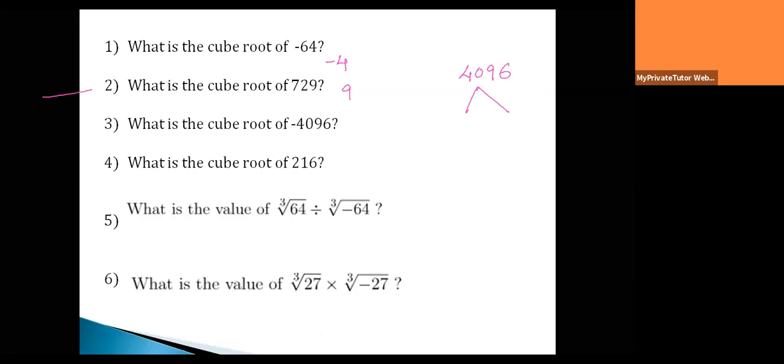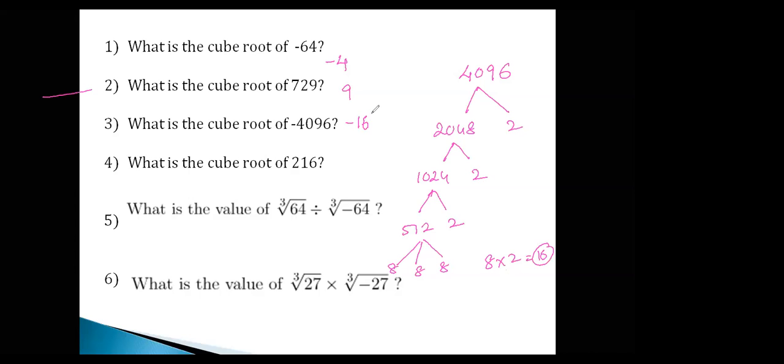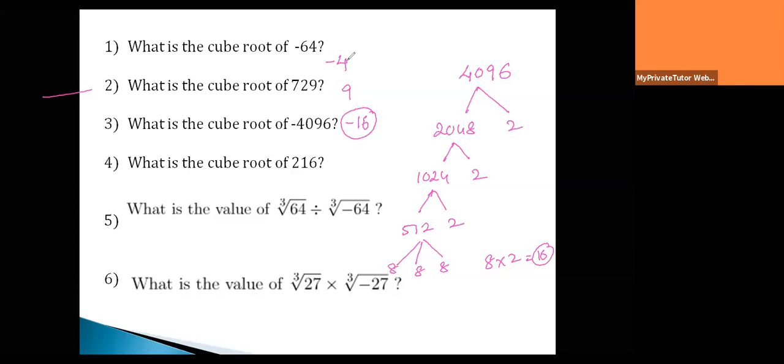So 4096 divided by 2 is 2048, and then 1024, and then I think 512 we got. I think you know what the cube root of 512 is, right? Which is 8. So what is the answer? 8 times 2. Everyone agrees to this? Yes, sir. Yeah. 16. It is minus 16. The reason is the negative cube root.